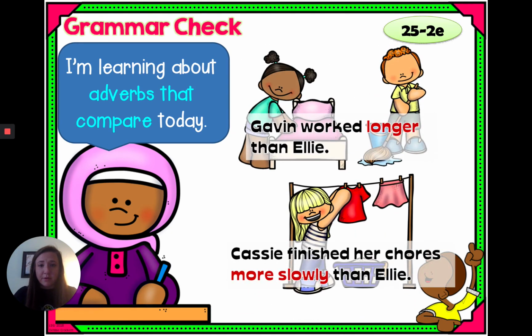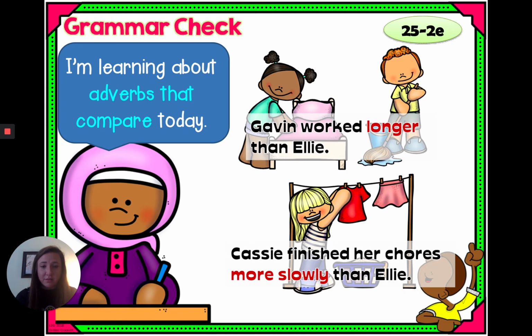For example, Gavin worked longer than Ellie. They're comparing two people working. So long is an adverb that describes how they worked. They added ER to the adverb long because they're comparing two people who worked. Gavin worked longer than Ellie.